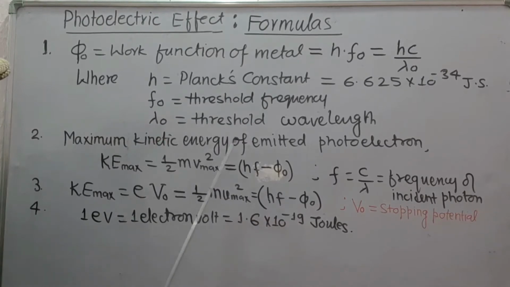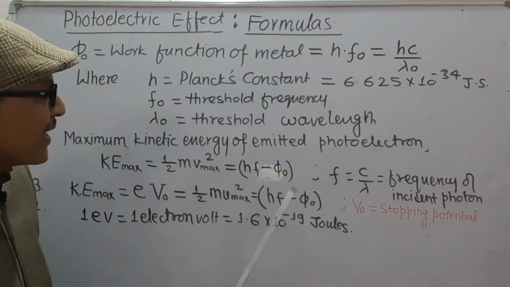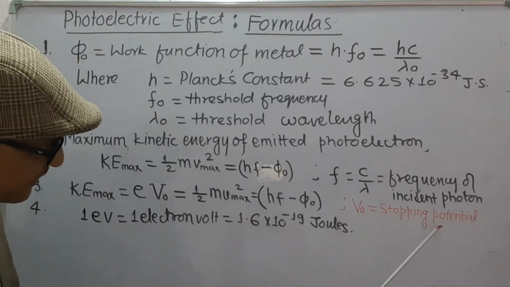Now the maximum kinetic energy of emitted photoelectron is given by the relation K max, which is half m v max square, which is h into f minus phi naught. Here m is mass of electron and v max is the maximum velocity of emitted photoelectron from the metal surface. Third formula, if V naught is the stopping potential, then maximum kinetic energy K max is equal to e into V naught, which is half m v max square is equal to h f minus phi naught, where V naught is the stopping potential.